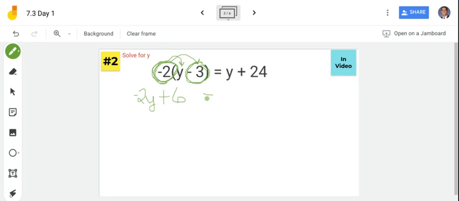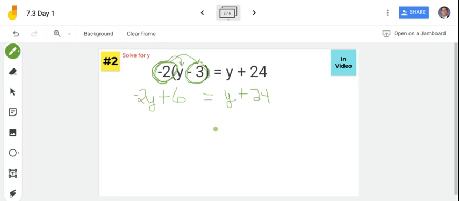Bring my equal sign straight down. On the right side, I have no parentheses, so I bring those terms down as well. Y plus 24. So I did step 1. I eliminated the parentheses by the distributive property. Step 2, combine like terms. I look left, not like terms. I look right, not like terms.